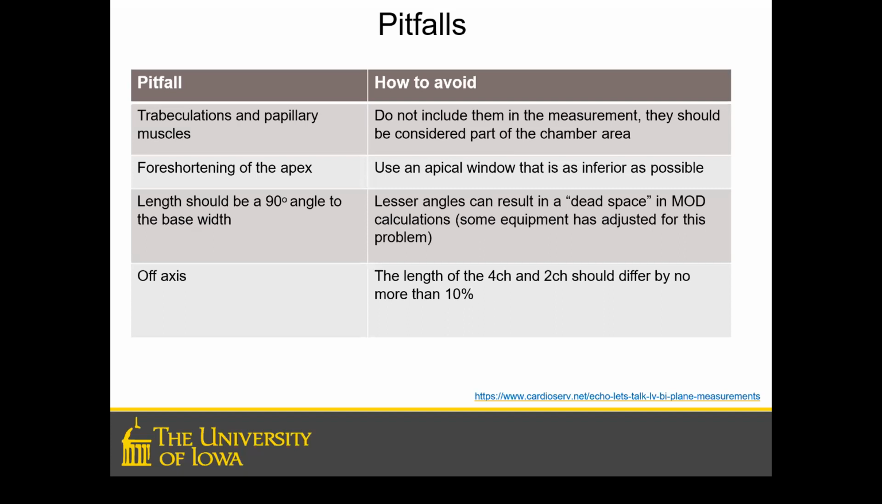Don't foreshorten. From a technical aspect, if the LV is foreshortened, it usually means that we need to move one intercostal space more inferior to try to get that true long axis of it. The length should be 90 degrees to the base at the annulus so that we don't get that dead space in the calculation. And in order to make sure we're on axis between the 4 and the 2, the difference in those two lengths should be less than 10%.